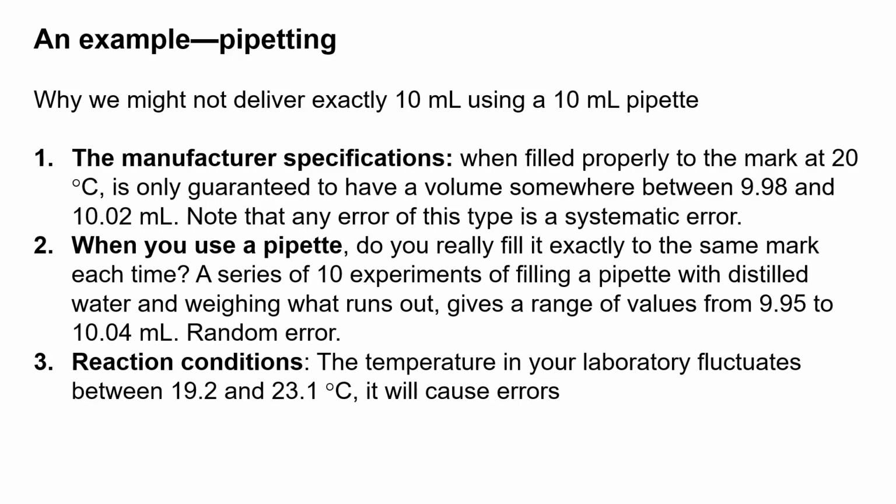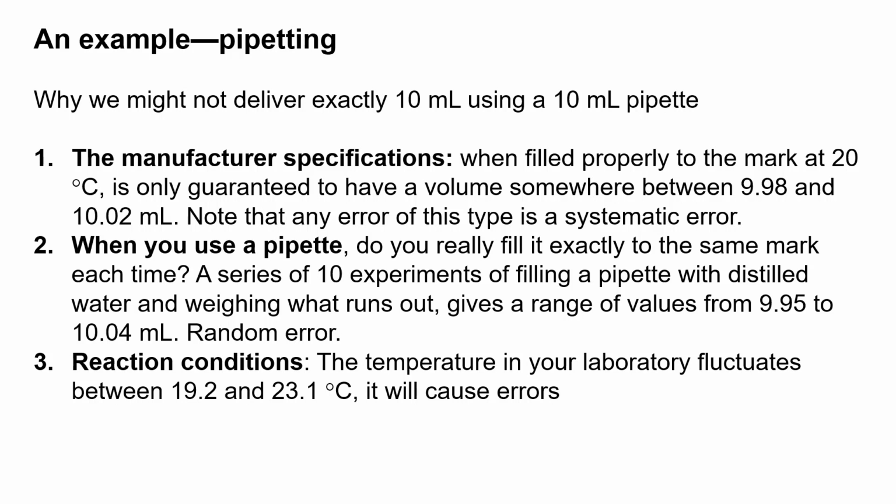If I didn't, then that's personal error. But if I am trying to have a filled pipette very close to that mark, you can still see that according to the specification from the manufacturer, that pipette will give you an error of plus minus 0.02. So this type of error can come under systematic error.